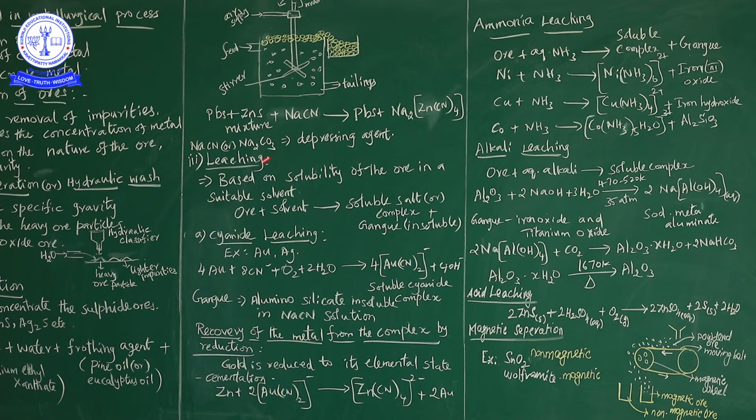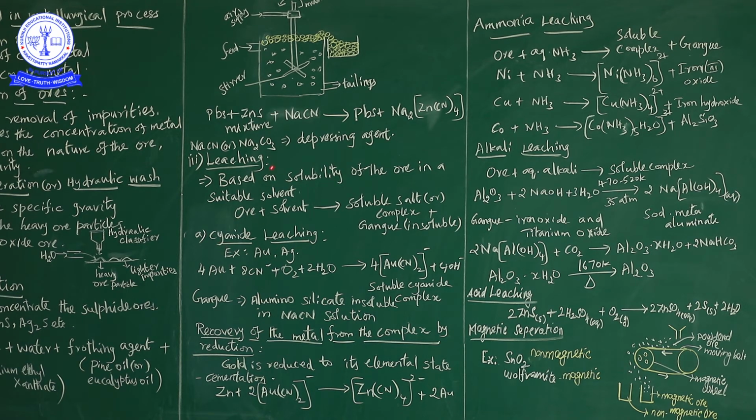Leaching is based on the solubility of the ore in a suitable solvent. Depending on the solvent, the leaching is termed cyanide leaching, ammonia leaching, alkali leaching or acid leaching. From the name cyanide leaching we identify the solvent: sodium cyanide solution or potassium cyanide solution. Aqueous sodium cyanide or potassium cyanide solution is used for cyanide leaching.